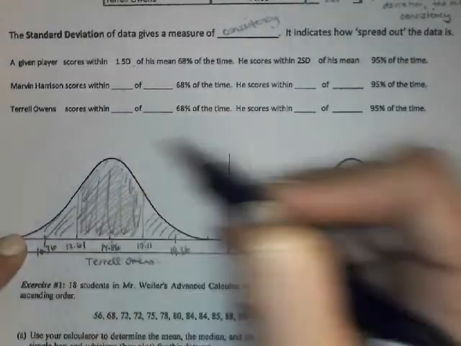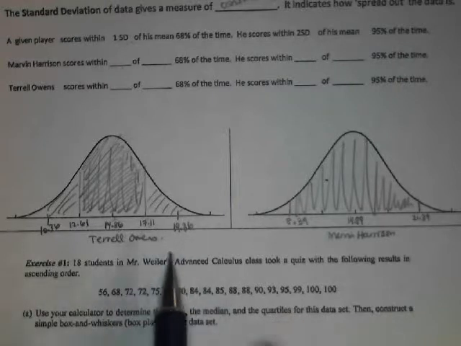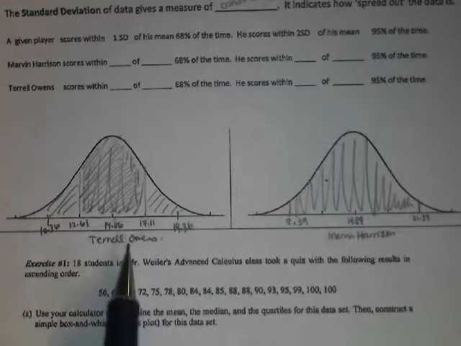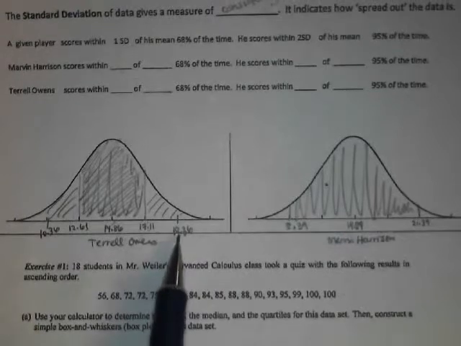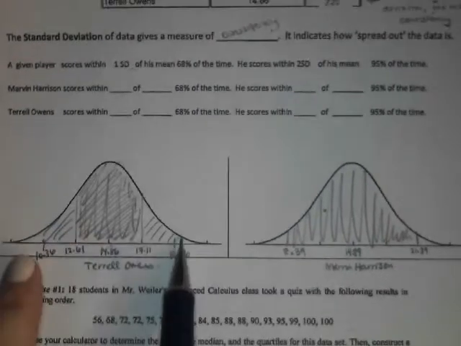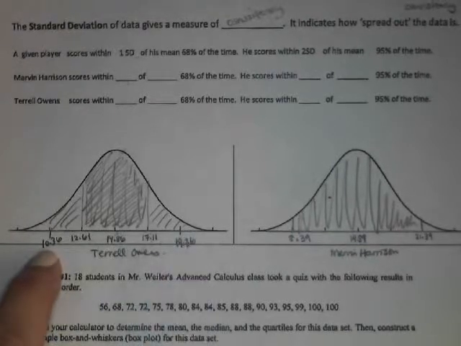So let me be clear again. If you needed someone to score 20 points to help you win a game, because you were down by that much, Terrell Owens almost never scores above 19.36. 95% of the time he's between these two numbers, which means there's only a 5% chance or less that he's actually going to score the 20 points that you need.